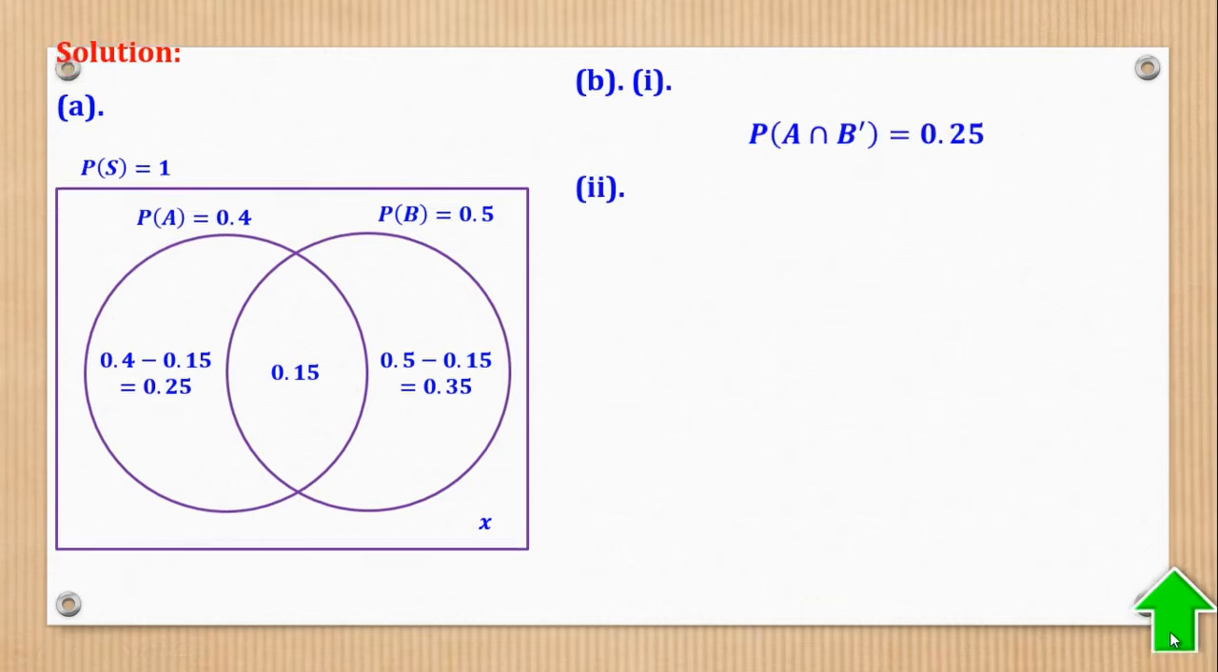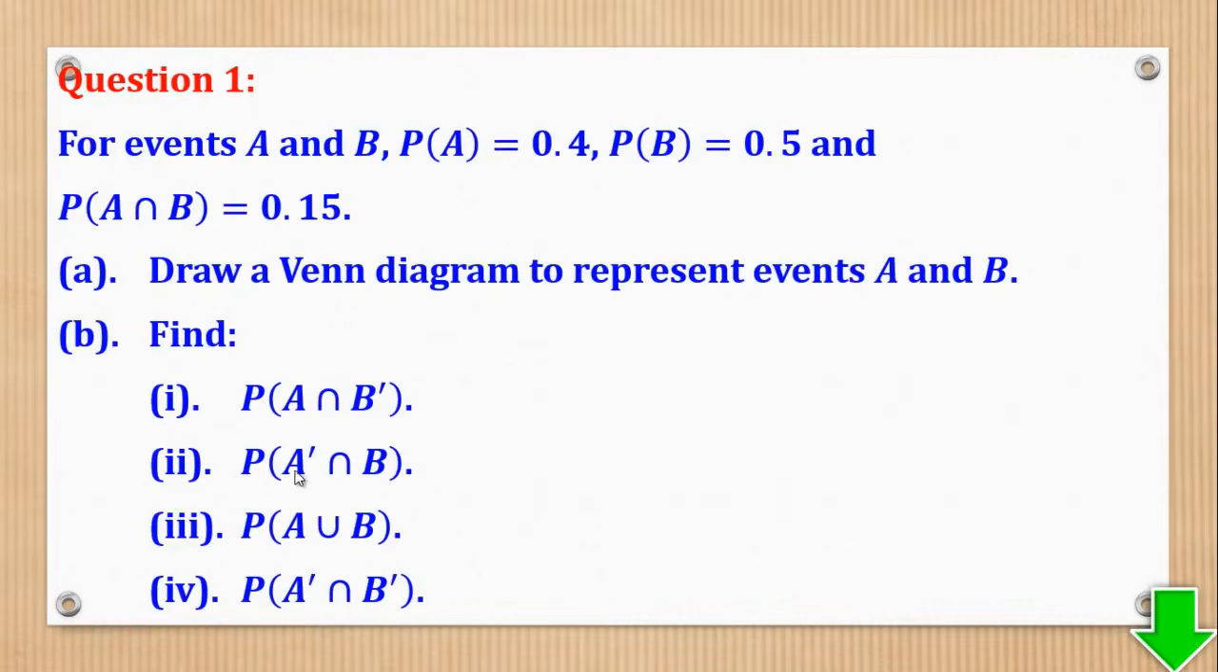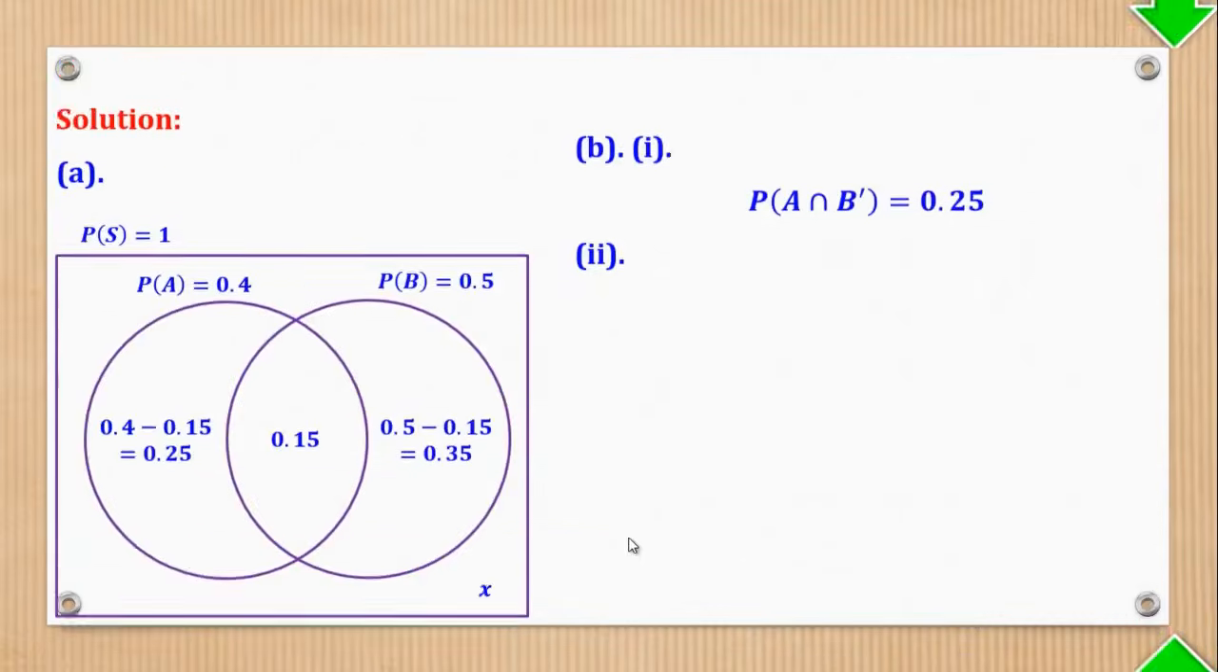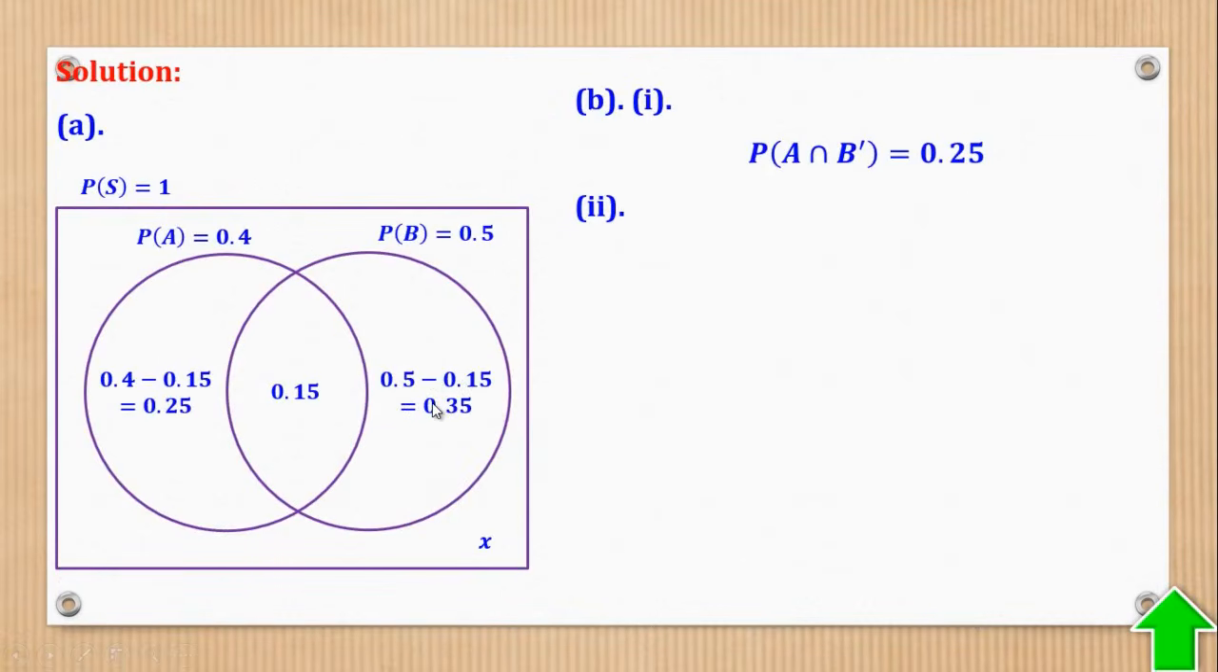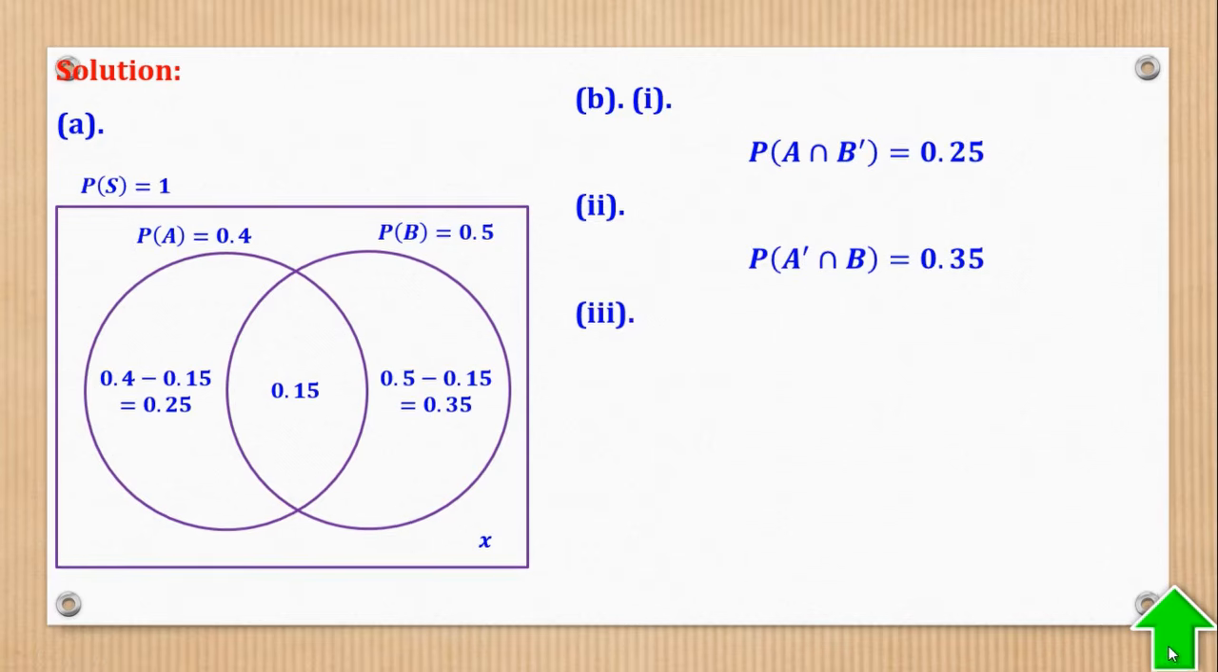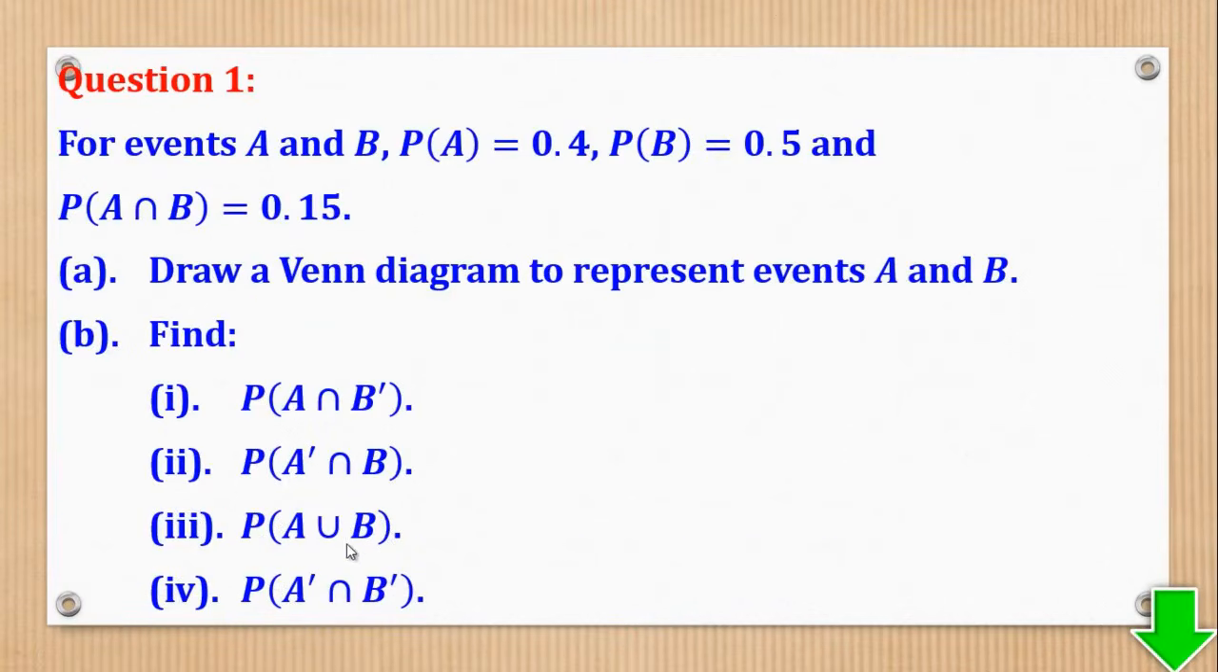Then for Roman 2, they want probability of A complement intersection B, which is B only. Therefore, B only is 0.35, which is that.